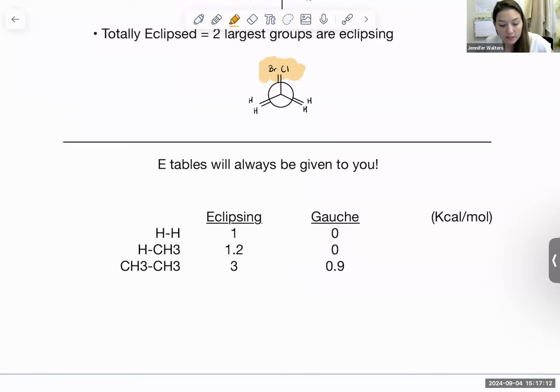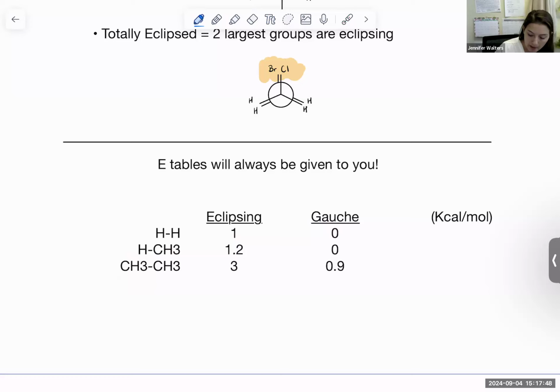Energy tables will always be given to you, so you do not memorize these numbers. Whenever you need them, they will be given to you. Hydrogens that are overlapping, a hydrogen-hydrogen bond that is eclipsing, will be 1 kcal per mole, or it's 0 if you are gauche. For hydrogen-methyl, it's 1.2 if it's in the eclipsed conformation. It is 0 if it's gauche because there's no gauche interaction with a hydrogen. It's two non-hydrogens that makes the gauche interaction. Then your two methyls will be 3 kcals per mole in eclipsed, or it'll be 0.9, which is essentially 1, in the gauche interaction.